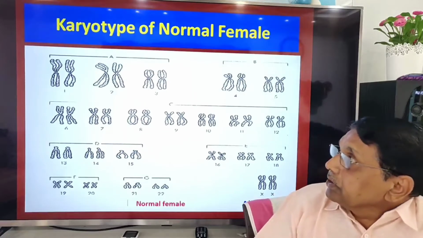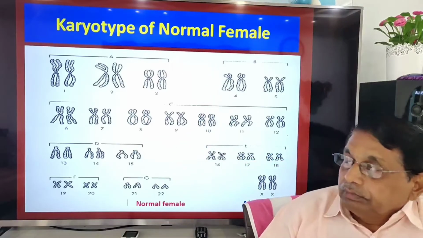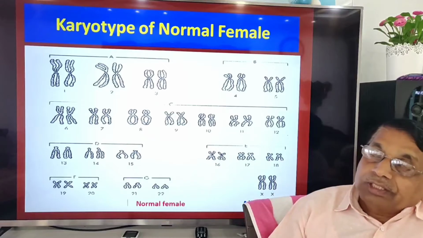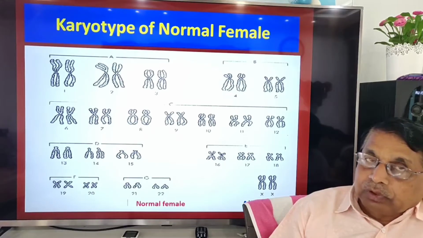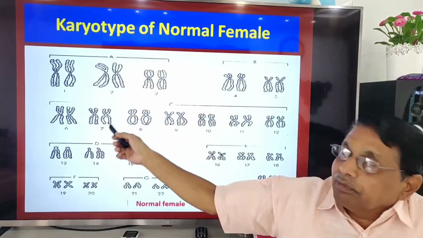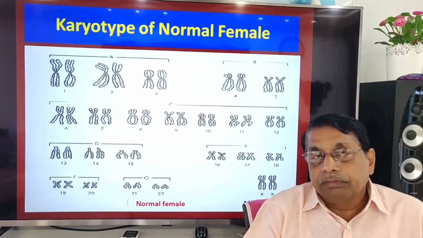Similarly, you can see here a female. Both X chromosomes are similar. It is 22 plus XX. So in a normal female, the karyotype will be like this. Karyotype.